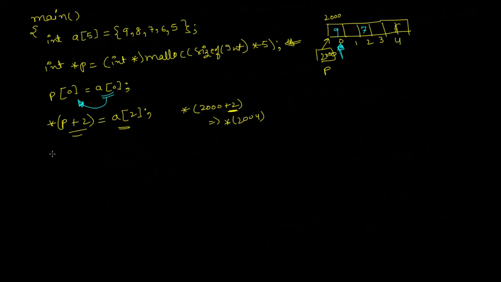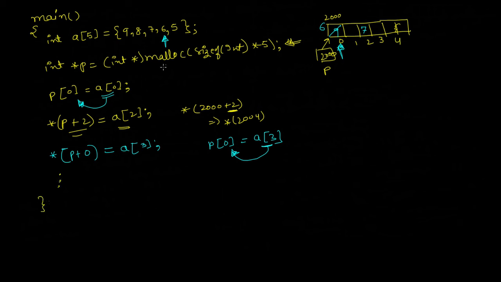Even I can do *(p + 0) = a[3], let us suppose. That means this is equivalent to saying p[0] = a[3]. You are storing this data to this location. At index location 3 in array a we have the value 6, therefore 6 will be stored here. In this way you can make use of these memory allocations.